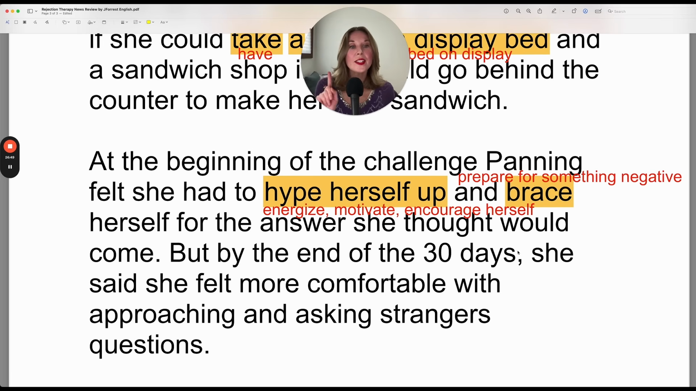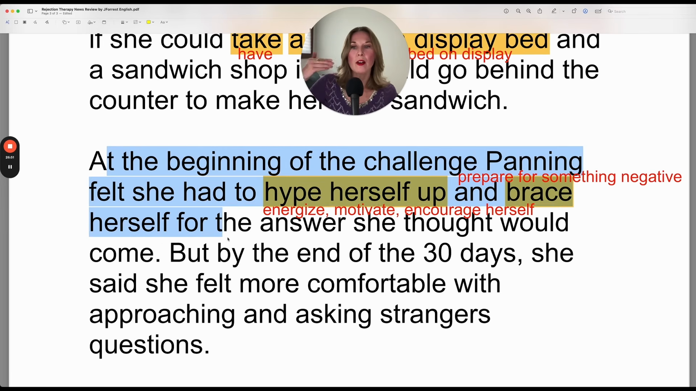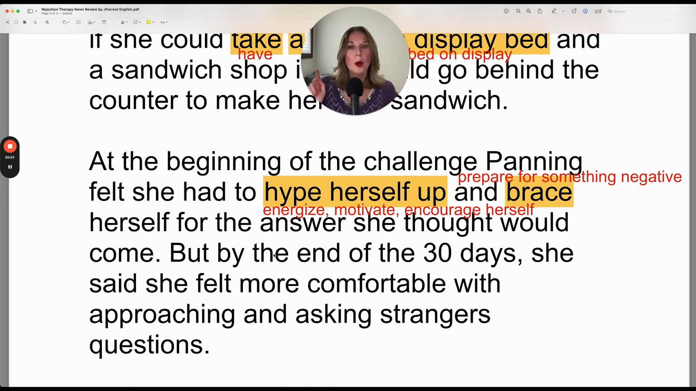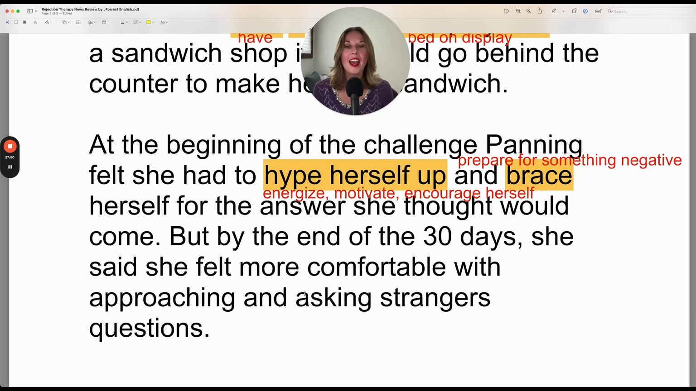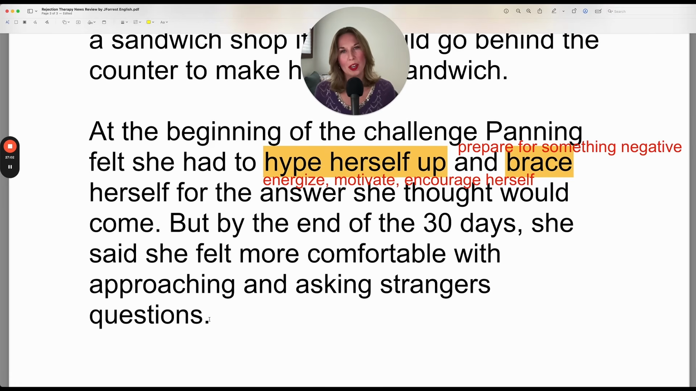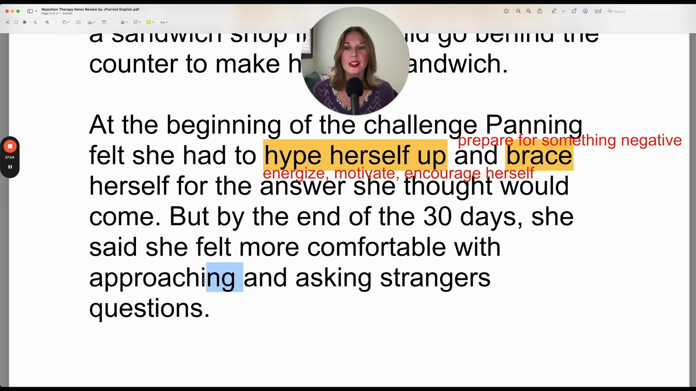But by the end of the 30 days, remember, this is how she felt at the beginning. But by the end of the 30 days, she said she felt more comfortable with approaching and asking strangers questions. So notice here, we have the "ing" for both approaching and asking. Why? Because we have this "with." More comfortable. Even if you didn't have the "with," you would still say she felt more comfortable doing something.